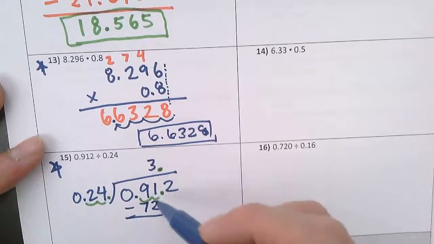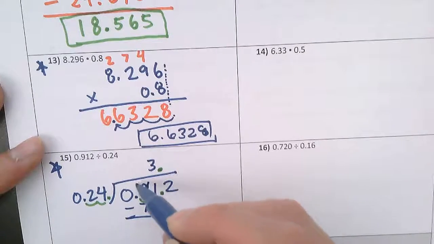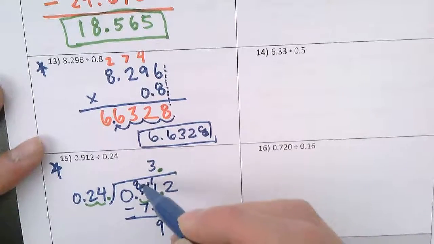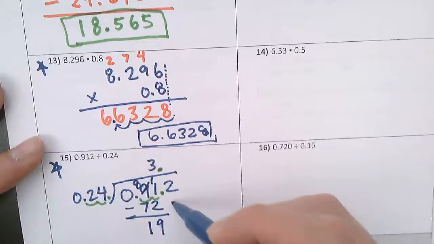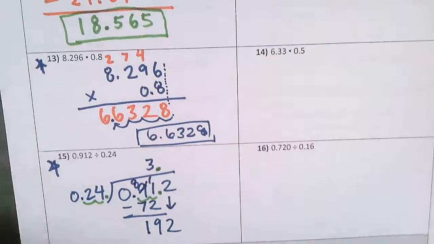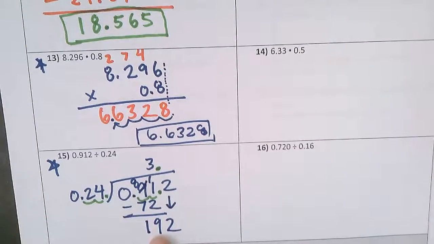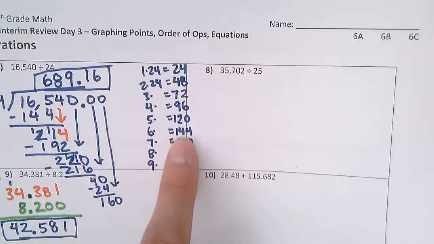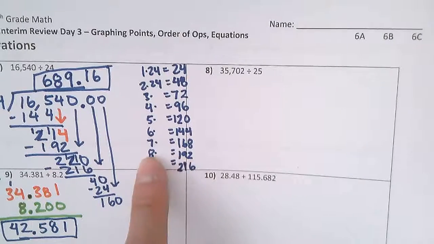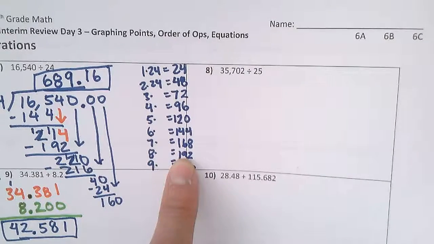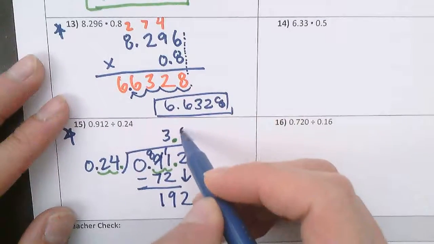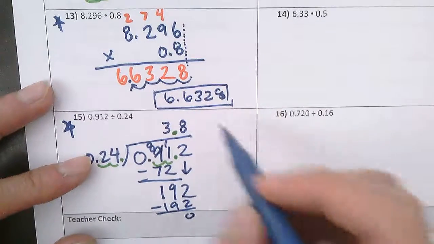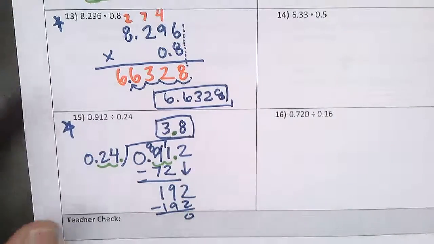Subtract it. 1 minus 2. Borrow from here. This becomes 11. 11 minus 2 is 9. 8 minus 7 is 1. Bring down the 2. Now I think to myself, how many times can 24 go into 192? Well, I can check back up here if I don't remember. 192 is exactly right here. So 8 times 24 is 192, which means I'm going to put an 8 right here. 8 times 24 is 192. There we go, no remainder. 3.8 is my final answer.